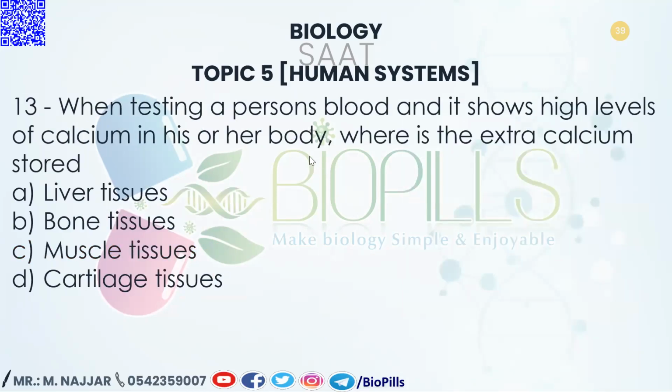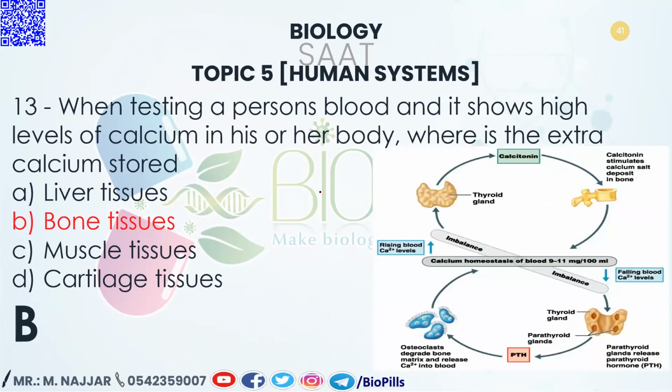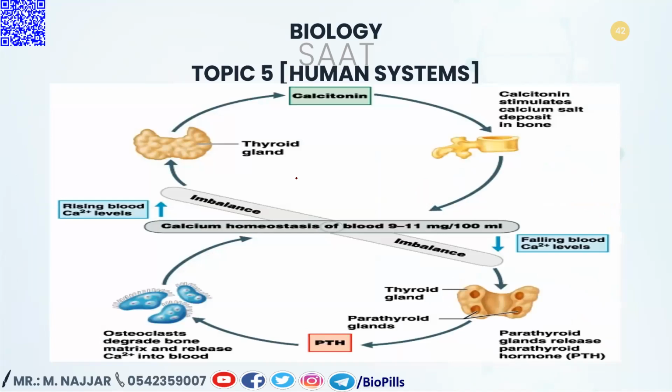Question number 13. When testing a person's blood, it shows high levels of calcium in his or her body. Where is the extra calcium stored? A, liver tissues; B, bone tissues; C, muscle tissues; D, cartilage tissue. Exactly, the extra calcium will be stored in the bone tissue, as we just mentioned. Here we can extend our explanation to make a connection between the skeletal system, the hormonal system, and even homeostasis. For example, the normal calcium blood level is from 9 to 11 milligrams per 100 ml of blood.